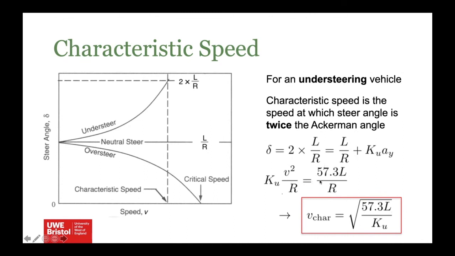And like I said, the 57.3 is there to convert this term into degrees, because often this one is determined in degrees. So that's now matching that up. Then this equation is simply rearranging to solve for V, which gives us the characteristic speed V, which is 57.3 L upon KU. Is that clear? Okay, great, thank you.